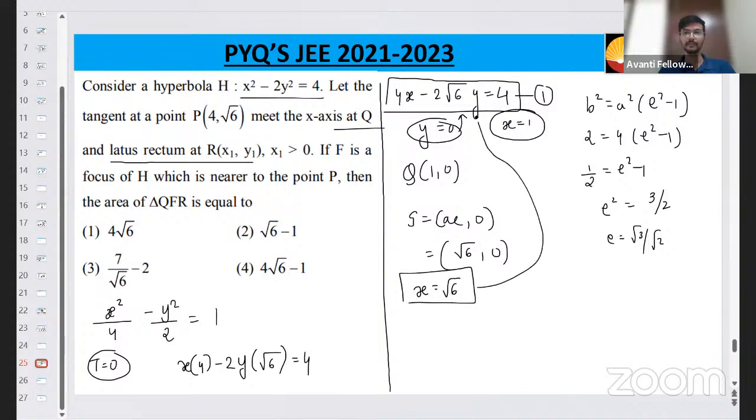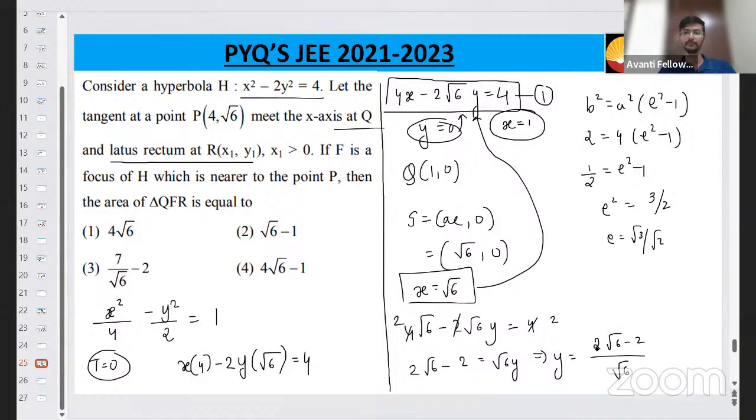So substitute it here. So we'll get 4 root 6 minus 2 root 6 y is equal to 4. We can cancel out 2, right? So we'll get 2 root 6 minus 2 is equal to root 6 y. So this implies y is 2 root 6 minus 2 by root 6. So what are the coordinates of point R? It is root 6, comma 2 root 6 minus 2 upon root 6.